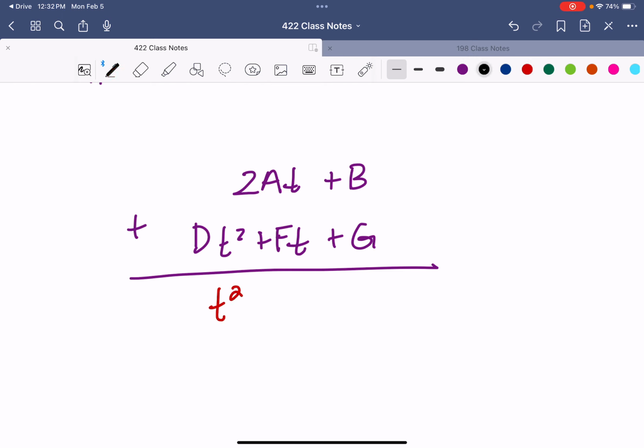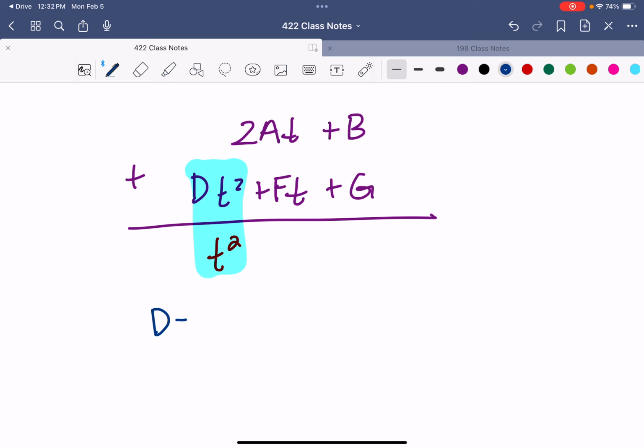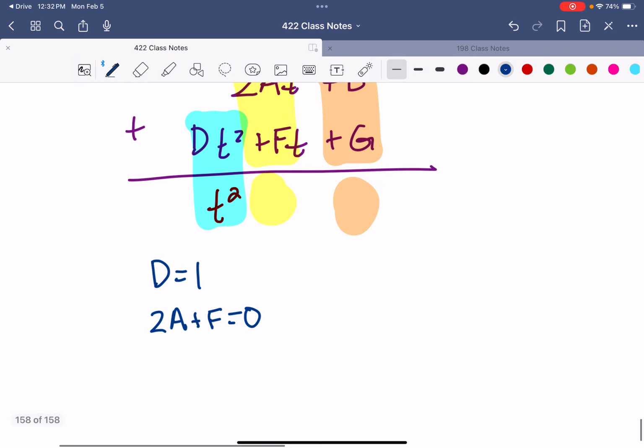So in each column, we create an equation. Here, dt squared has to be equal to t squared, so that tells me that d equals 1. Then the t terms have to work out, so 2at plus ft has to be 0 because there's nothing there. So 2a plus f is equal to 0. Then we have this last one, b plus g, and again, that has to be 0 because there's nothing there. So b plus g equals 0.